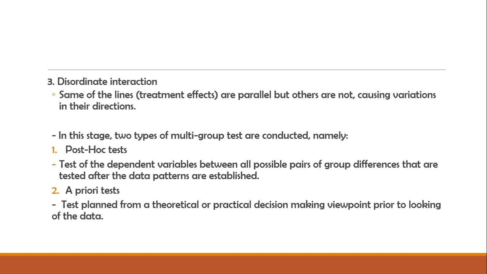In this stage, two types of multi-group tests are conducted, namely: 1. Post hoc test. Test of the dependent variables between all possible pairs of group differences that are tested after the data patterns are established. Number 2. A priori test. Test planned from a theoretical or practical decision-making viewpoint prior to looking at the data.